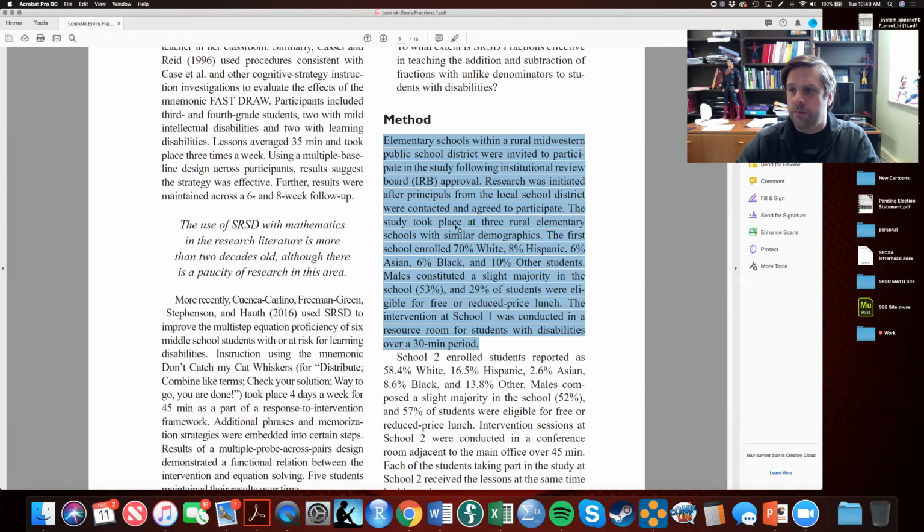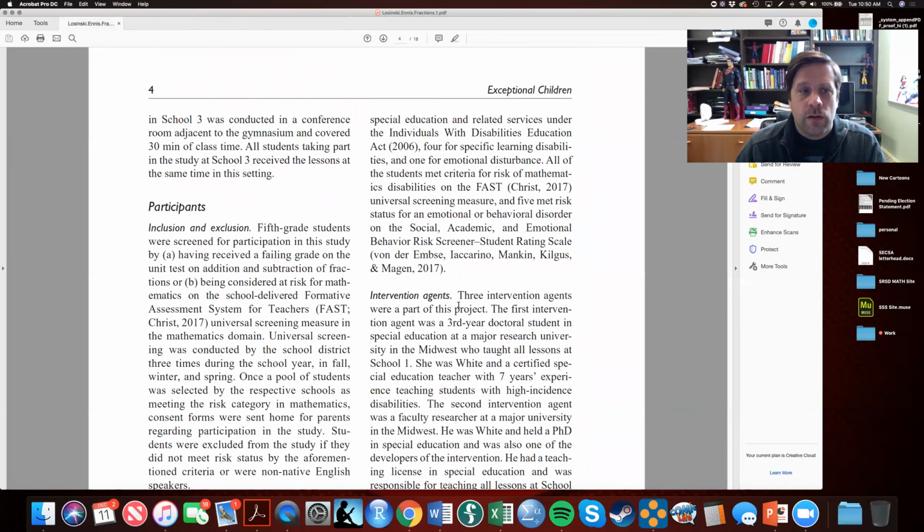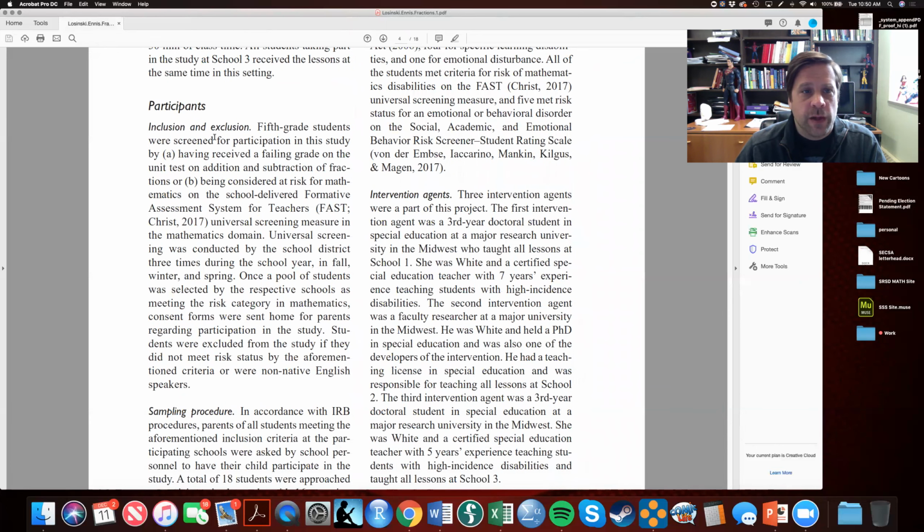And this is a very broad setting. This is saying, you know, we're in the rural Midwest. We got IRB approval. The demographics of the school look like this. And this is the percentage of students with disabilities, blah, blah, blah. And so then we get down to participants, and then we have inclusion criteria.